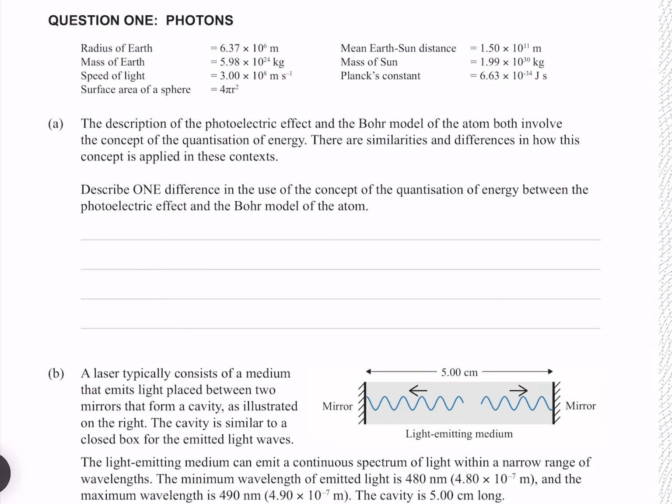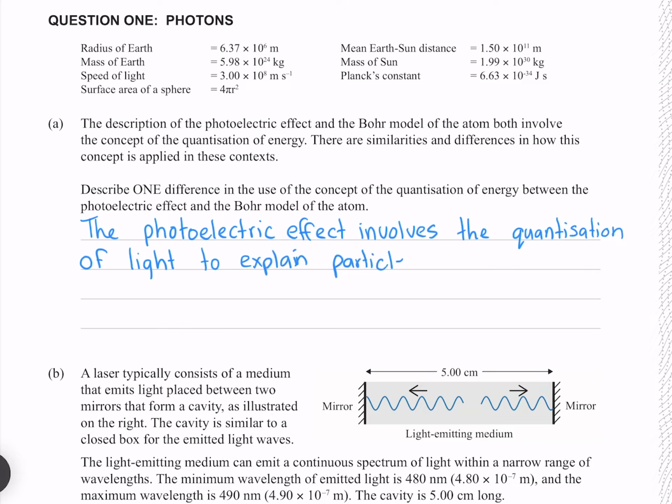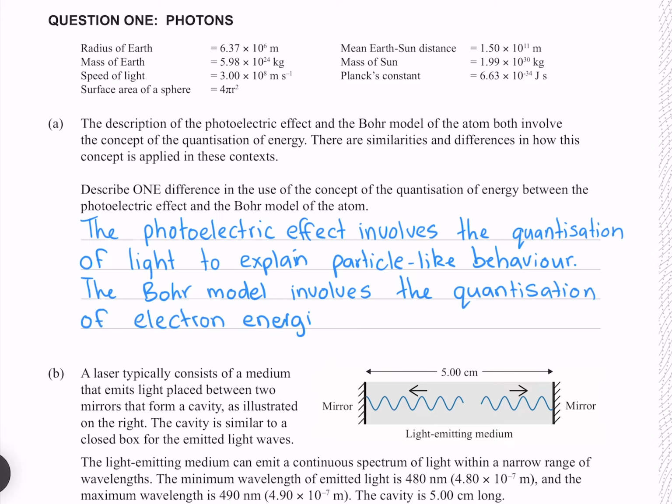model of the atom. The photoelectric effect involves the quantization of light to explain particle-like behavior. That is, that there were several observations which didn't make sense using a wave model of light. It only makes sense when you consider light as quantized particle-like packets of waves. The Bohr model involves the quantization of electron energies within the atom.